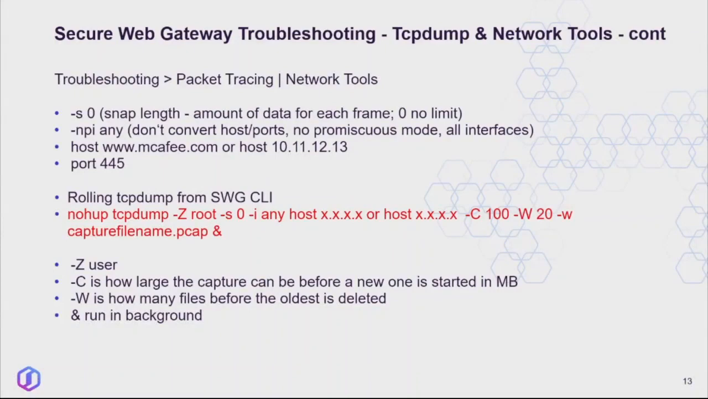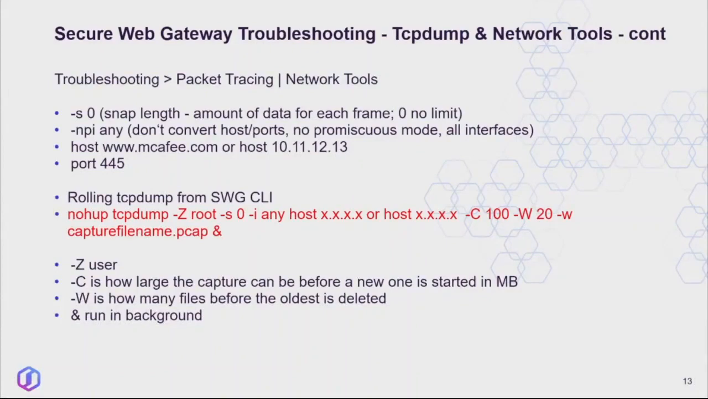There is sometimes the need to capture a rolling TCP dump, but you need to do this by the CLI. You can't do this on the user interface. Rolling TCP dumps are for those issues where you just can't capture it in a TCP dump because it's happening randomly or not at a specific time.